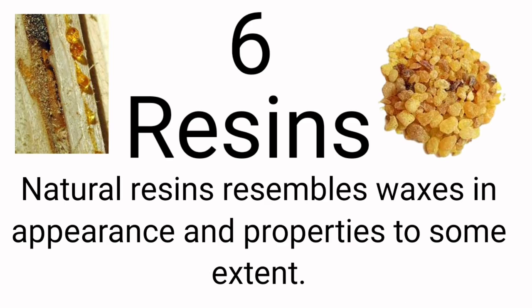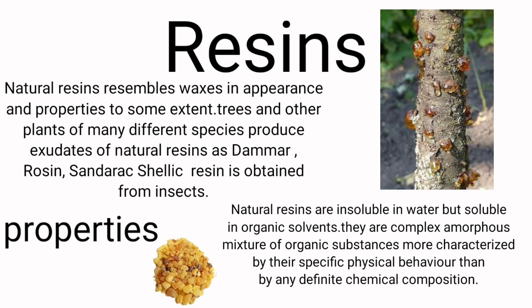Number 6. Resins. Natural resins resemble waxes in appearance and properties to some extent. Trees and other plants of many different species produce exudates of natural resins such as damar, rosin, sandarac. Shellac resin is obtained from insects. Properties. Natural resins are insoluble in water but soluble in organic solvents. They are complex amorphous mixtures of organic substances, more characterized by their specific physical behavior than by any defined chemical composition.